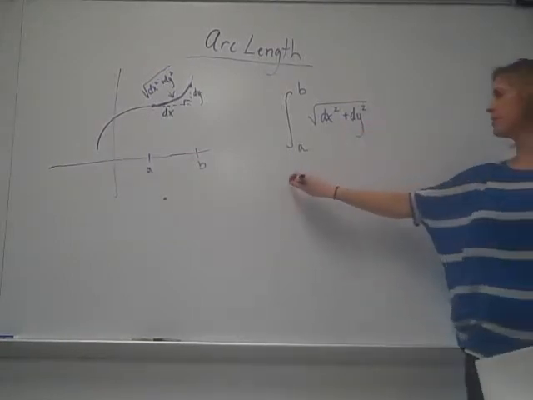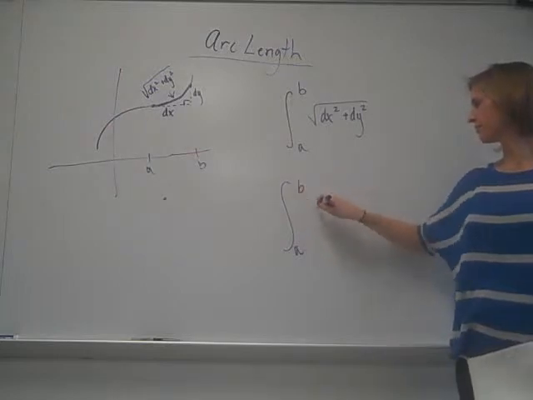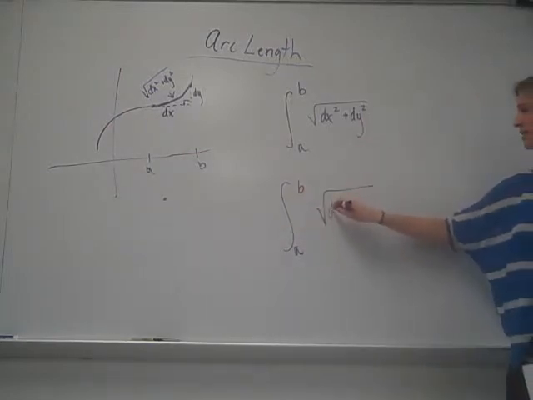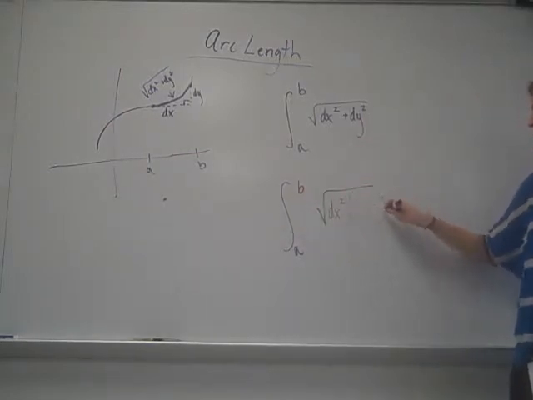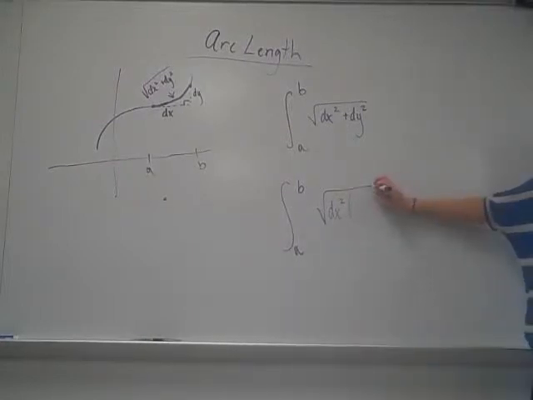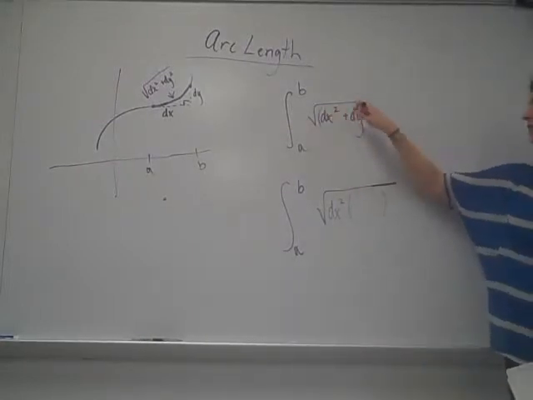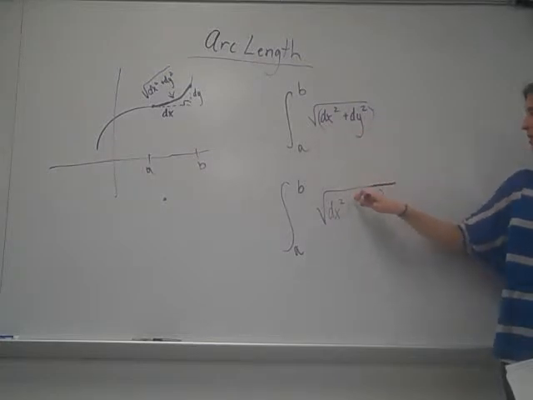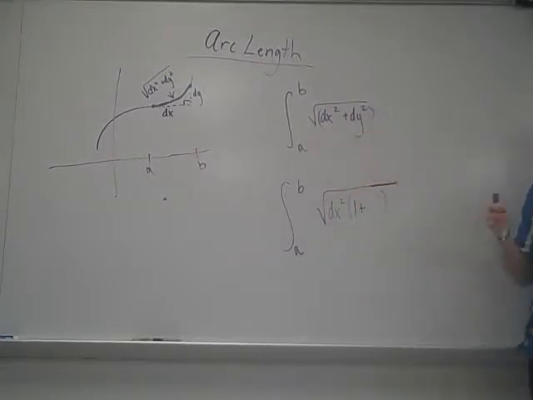To algebraically manipulate this, I want to factor a dx squared out of here, which seems to make no sense, but it will in a minute. If I factor out a dx squared, what would I have in place of a dx squared if I'm going to factor it out? 1 plus dy. 1. And what about here, a dy squared? If I want to take dx squared out, what would I be left with?